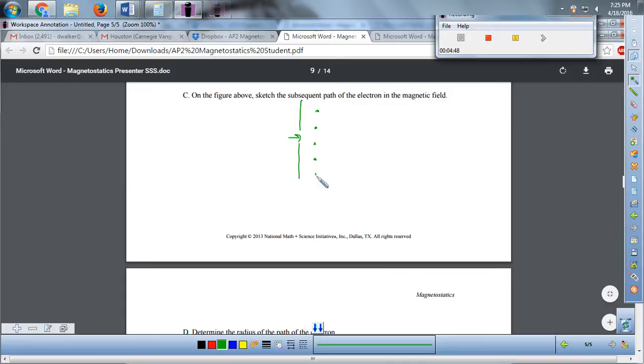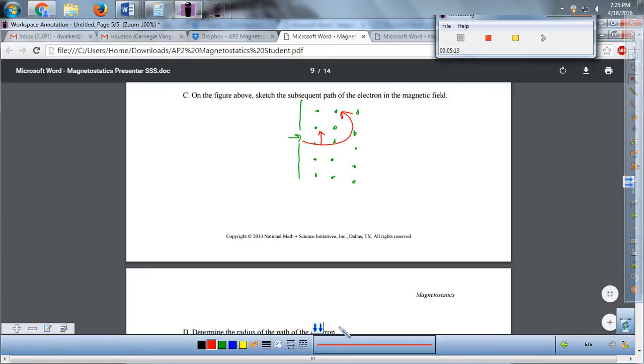So if I use my right-hand rule, I can figure out the direction of the force, and that will help me find the direction that the electron is moving. Now, I'm going to use my left hand because it's a negative charge, so I'm going to point my palm out of the page because that's the direction of the field. My index finger is going to point to the right because that's the direction of the motion. So if I do that, my force is in that direction. So my particle is going to move in a circle like that. No big deal. Use the right-hand rule.